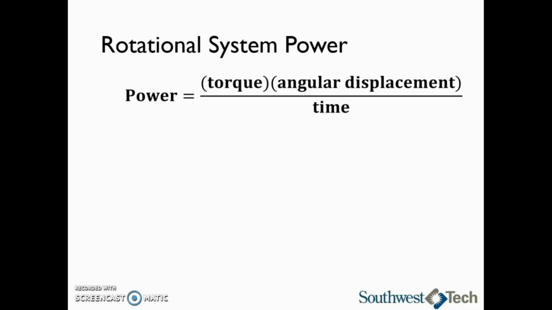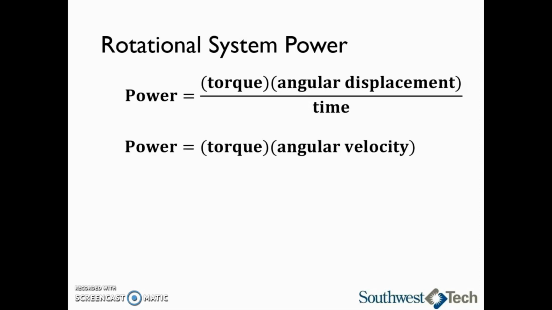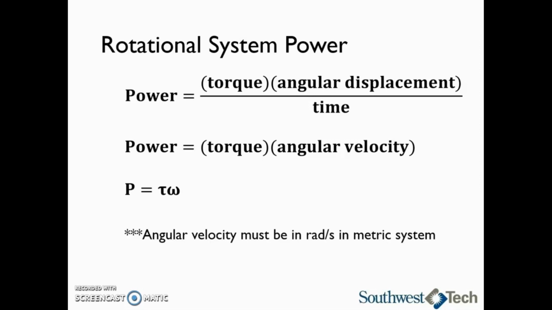Rotational power is equal to the torque times the angular displacement divided by time. Another way we can think of this is that power is equal to the torque times the angular velocity, since angular velocity is simply angular displacement divided by time. We can use the letter capital P to represent power, the Greek tau to represent torque, and the Greek omega to represent angular velocity. In this equation, the angular velocity must be in radians per second in the metric system.